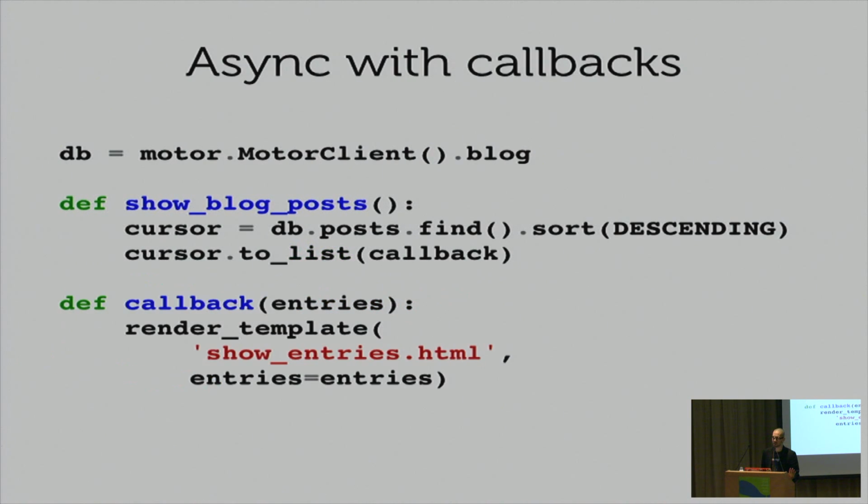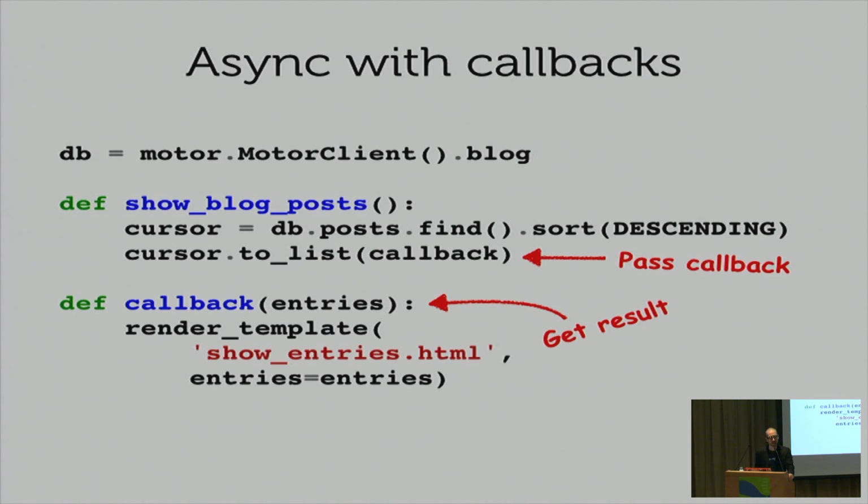It's a lot harder when you go to the asynchronous callback style. So this is using Motor. That's my non-blocking driver for MongoDB that I wrote last year. And it starts off the same. You make a client connection. But now, whenever a client requests the list of blog posts, you create a cursor, the same as before. But when you want to do I/O, you have to pass a callback. And that callback is going to be executed with the result of the I/O once it's complete. And that happens down here.